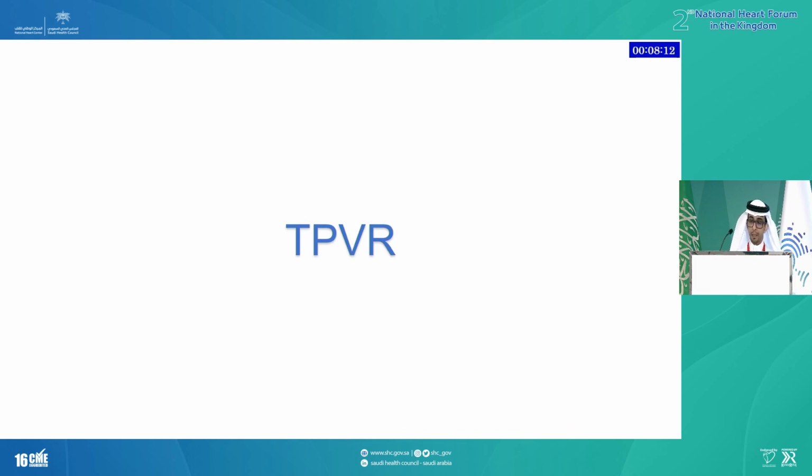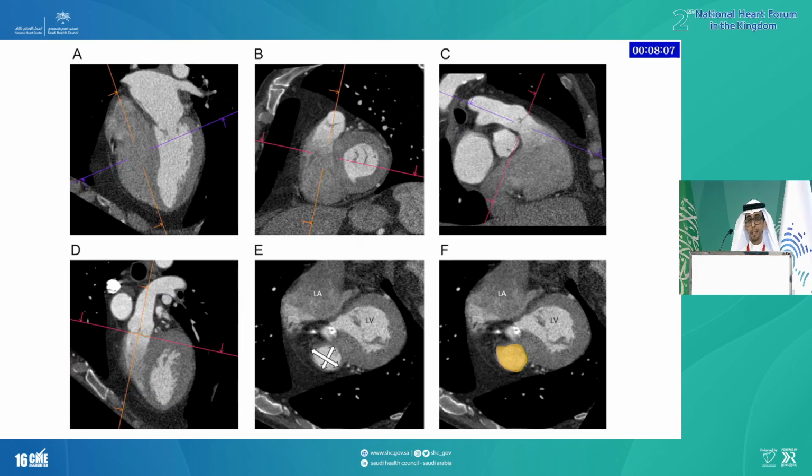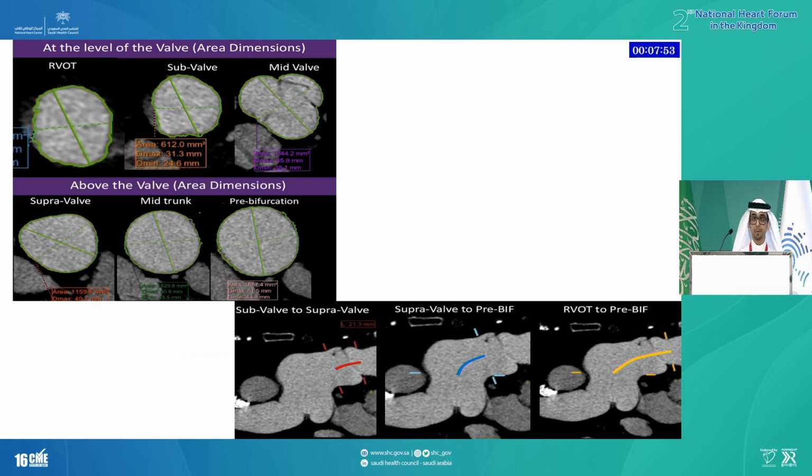For transcatheter pulmonary valve replacement, we can also assess the pulmonary valve annulus dimensions, the perimeter, and area to size the device. And you also have to pay attention to the conduit size below and above the valve, and also the length of the conduit.